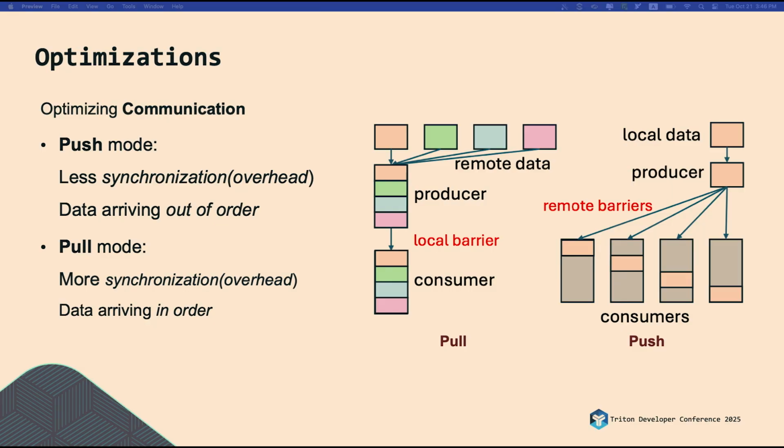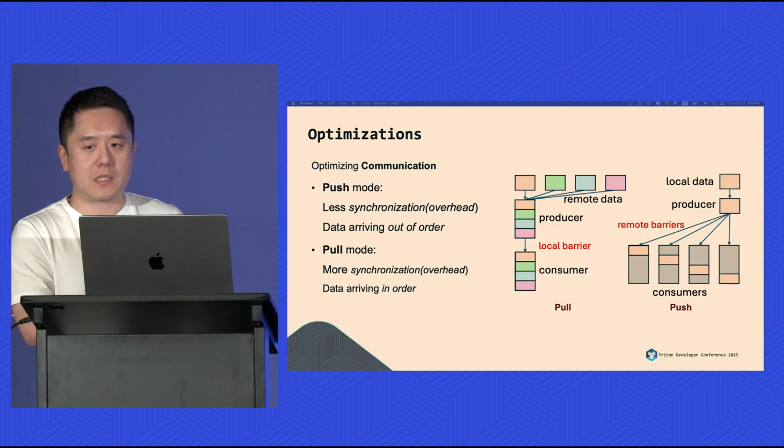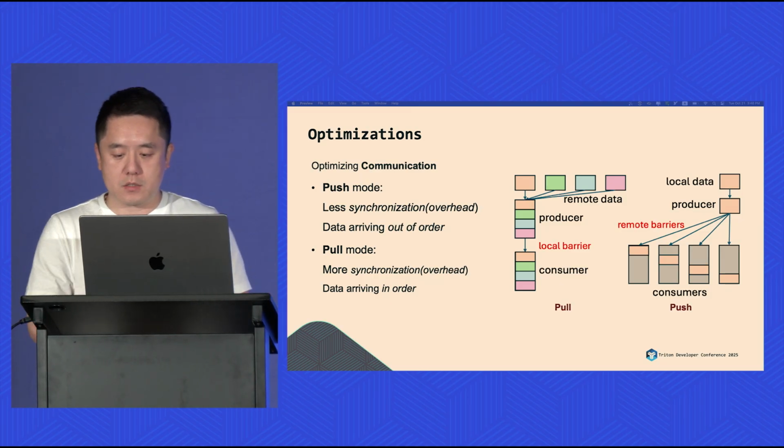So push mode basically sends local data to remote buffers and also sets some remote signals. And after push operations, a global barrier is often required to ensure that different ranks have all the data. This mode is simpler, but the data arriving order is not guaranteed, especially on GPUs.